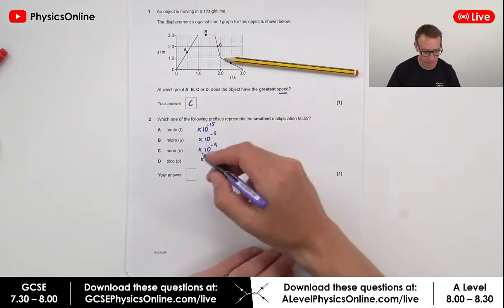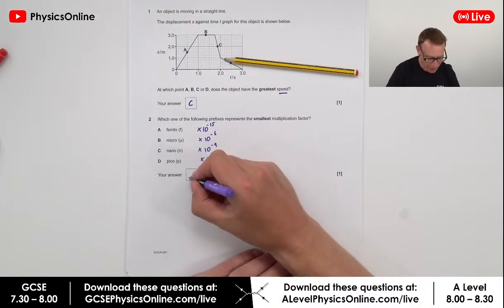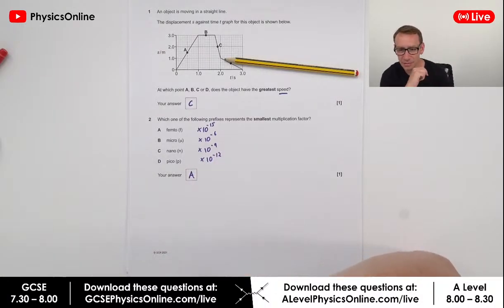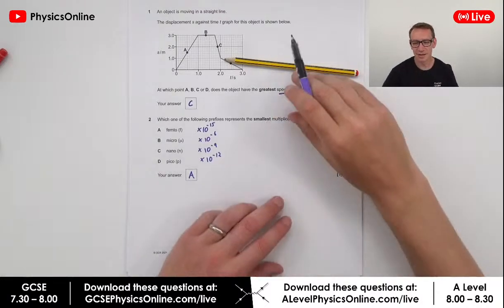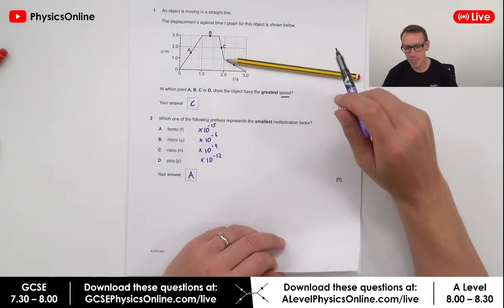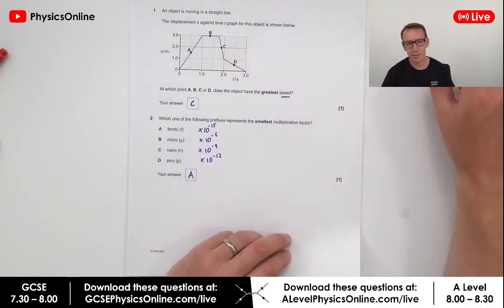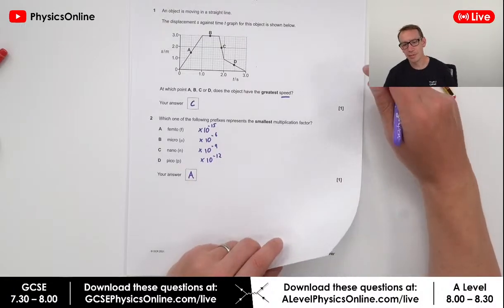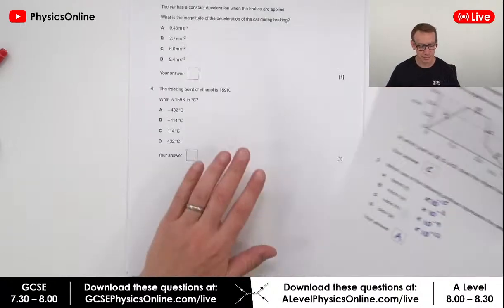It's femto, 10 to the minus 15, and therefore the answer, as everybody is saying in the chat, so Dev, Theo, Yasmin, Ibtisam, Bramble, Spirit, yeah, there we go, femto. A femto is just a really small unit, maybe used when you're looking at particle physics.